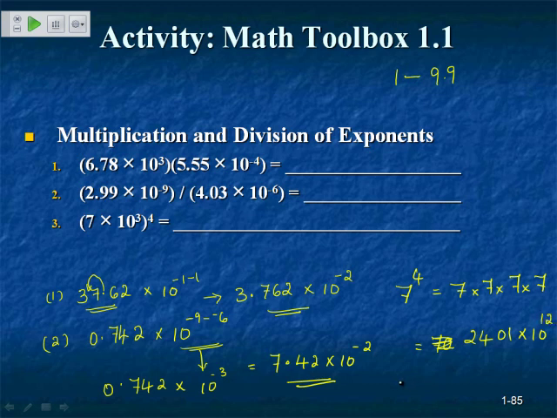Again, is that correctly expressed in scientific notation? No. Where is the decimal point in this number now? If a decimal point is not shown, then it is after the last digit. So the decimal point is right here.